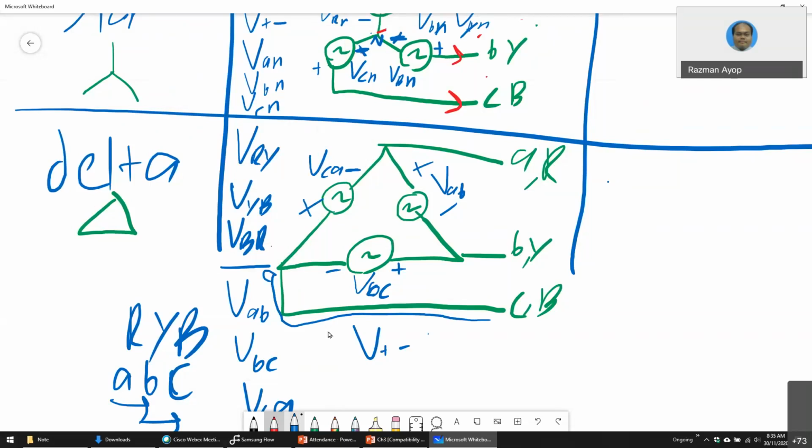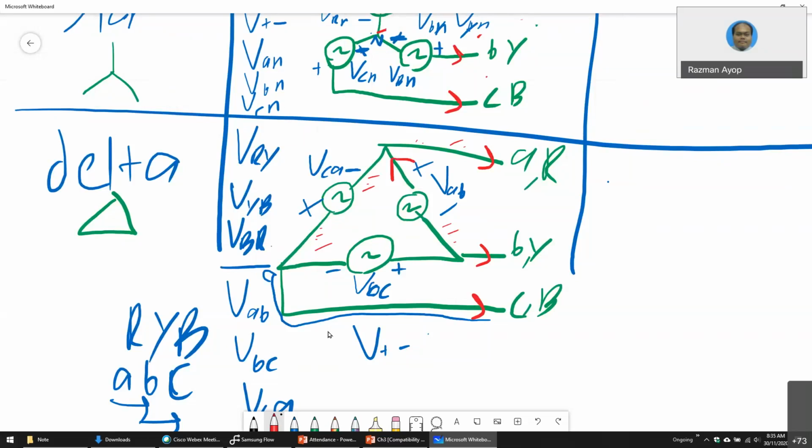How about the current? If you look at current, for a generator it is always leaving the generator. Remember at the line, this is line. This one is line. This one is phase. This one is phase. This one is line. So for this current, remember for a generator, current always goes out of positive.